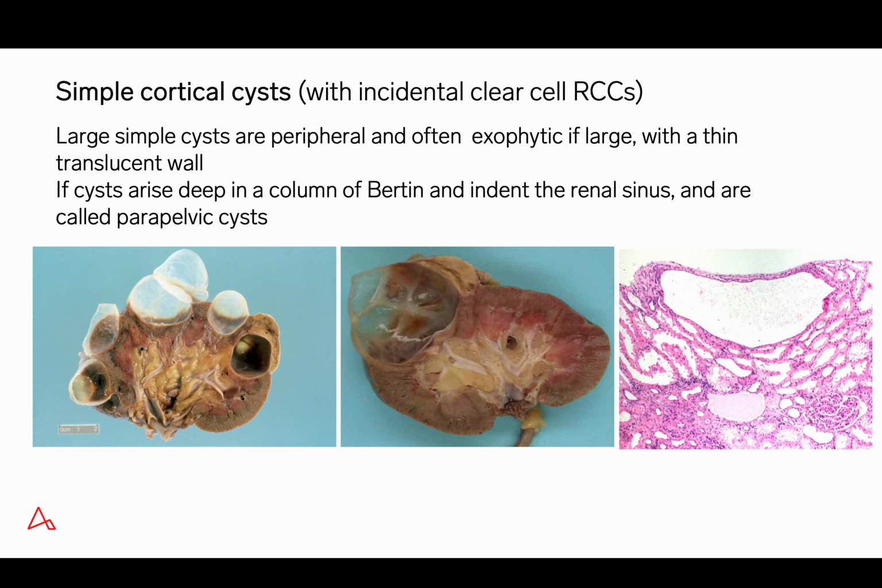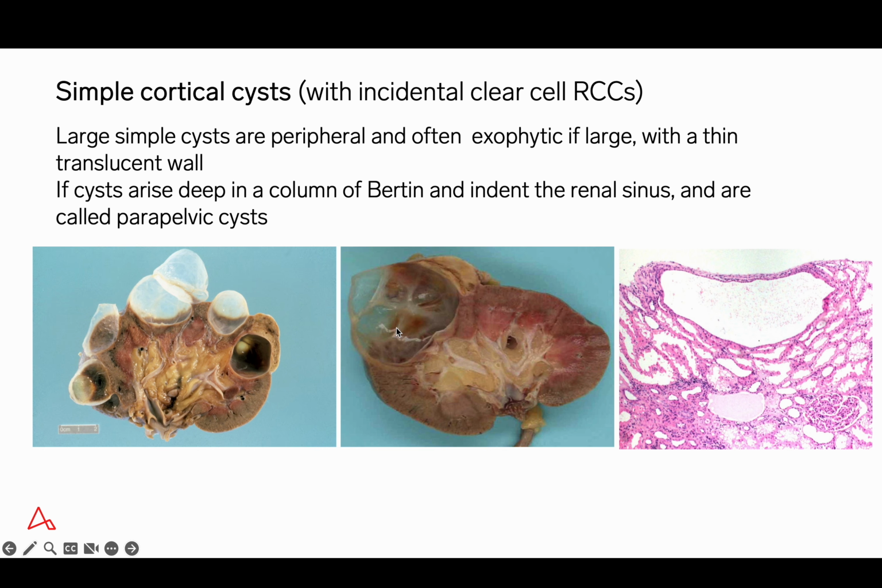Now, these are some examples of simple cysts. I have 2 gross photographs. The gross photograph on the left shows 6 simple cysts, and in fact, this patient at the time of autopsy was regarded as having autosomal dominant PKD because the contralateral kidney similarly showed multiple simple cysts. However, we can look at these cysts and we can see they have a very thin translucent wall, and most of the renal parenchyma, aside from these large exophytic cysts, is completely normal.